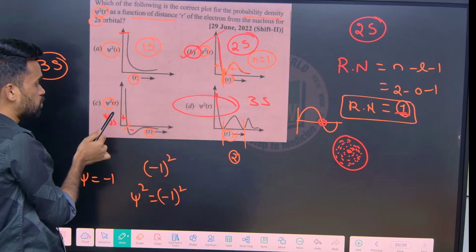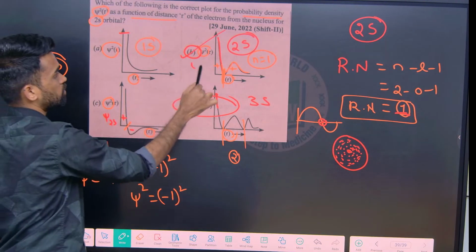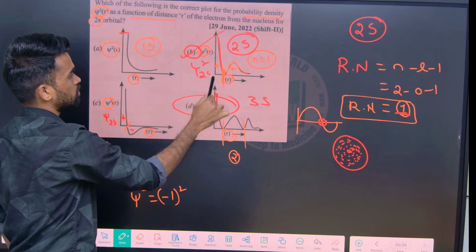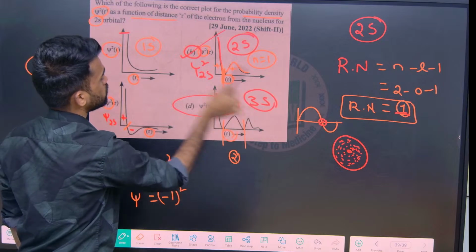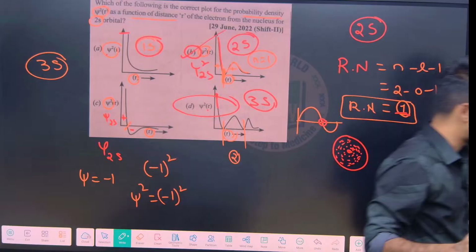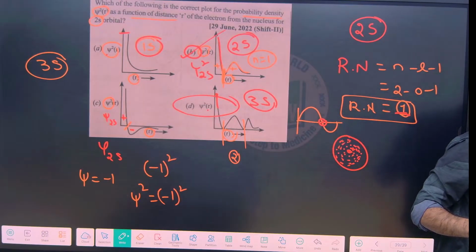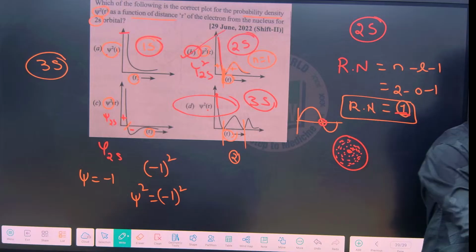I hope you got it. This is the psi 2s graph. This is the psi square 2s graph. And these are psi square graphs for the other atomic orbitals, also positive. Hope the complete discussion of these graphs is clear. If there is any confusion, please tell me. No confusions, right? So this is about the session.